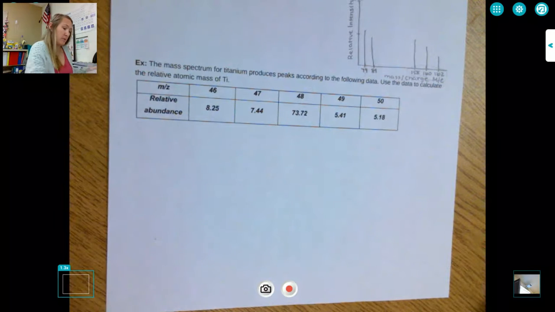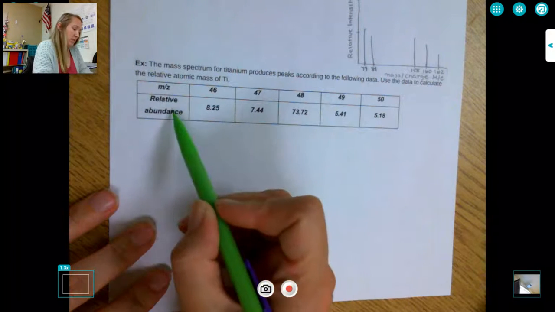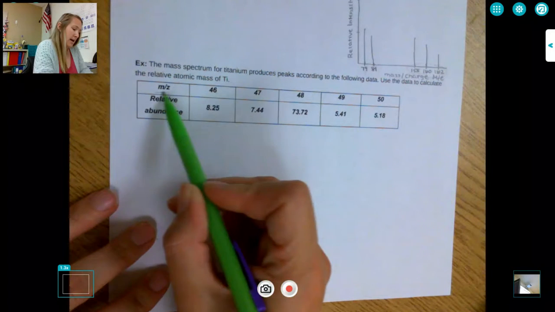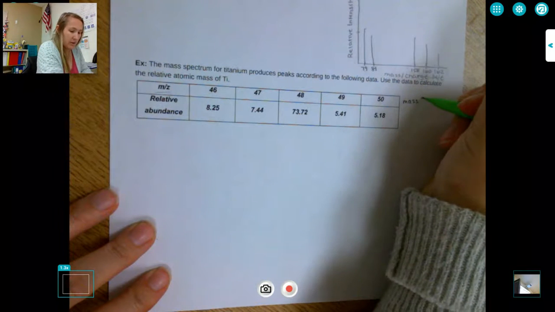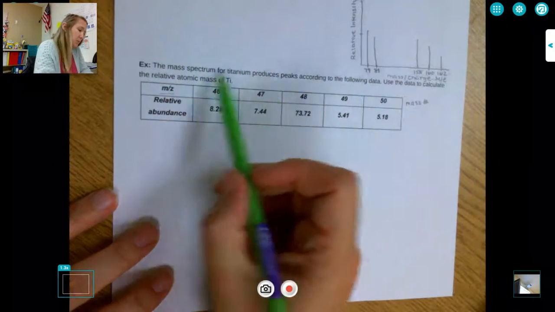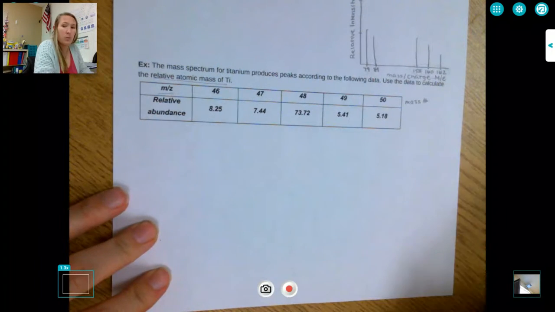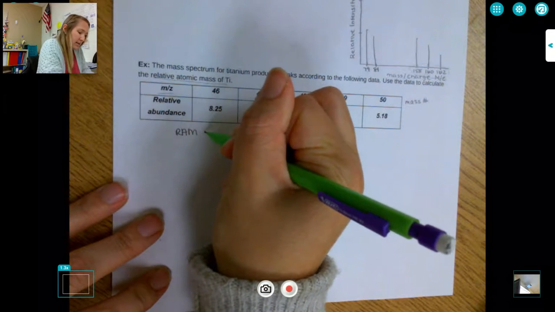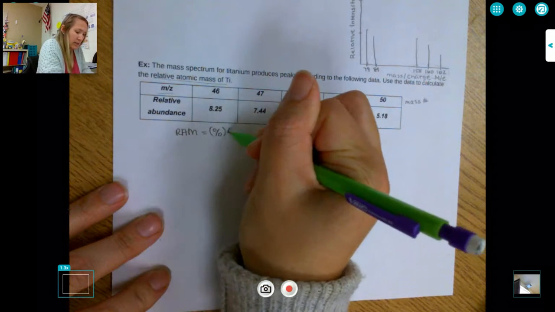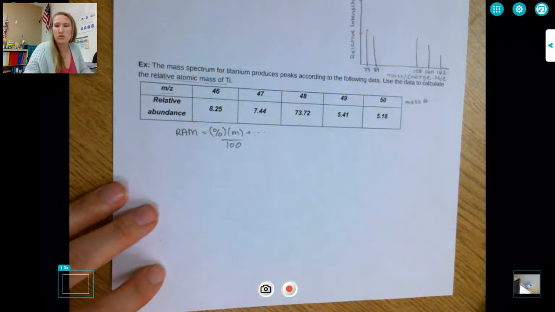I have the mass spectrum for titanium, which produces peaks according to the following data. Here I just got the printout of my relative abundance versus my mass to charge ratio, which we know is very similar to my mass number for each of my isotopes. Use the data to calculate the relative atomic mass of titanium. Well, we know that relative atomic mass is equal to my percent times my mass, add them up, divide by 100. This is just a calculation.